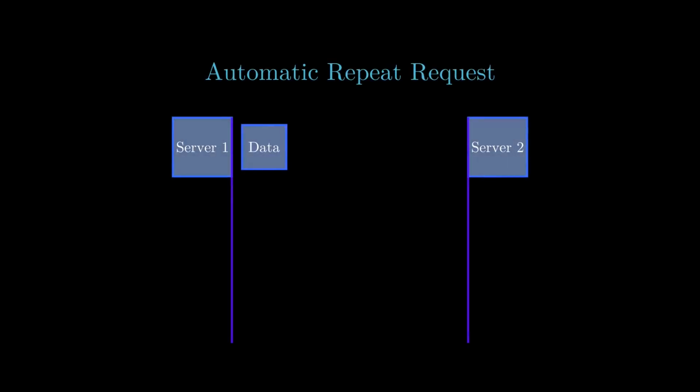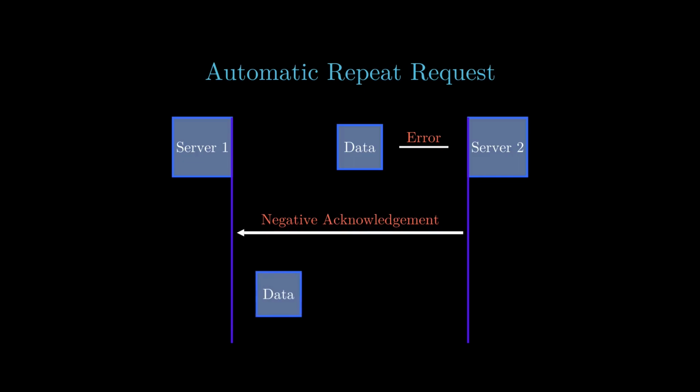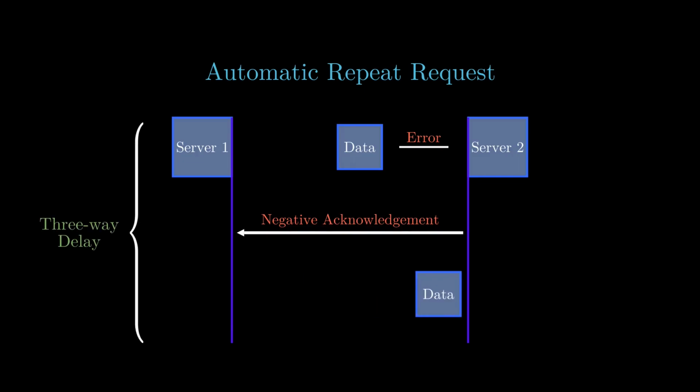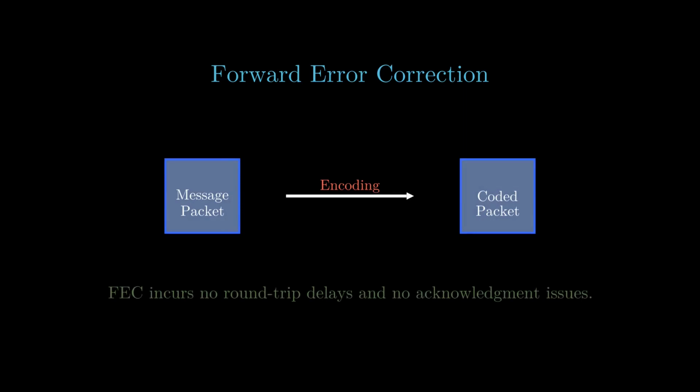In the case of erasures, ARC results in a 3-way delay. This ARC is not suitable for playing FIFA online across continents because the additional round-trip delay can significantly exceed latency requirements for long-distance communication. FEC schemes, on the other hand, increase the correlation among the transmitted symbols by adding redundant information. Thus, FEC is more suitable than ARC for low latency communication.